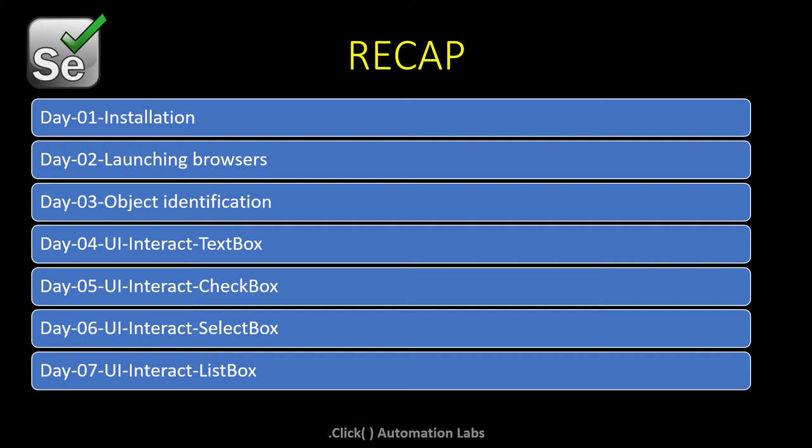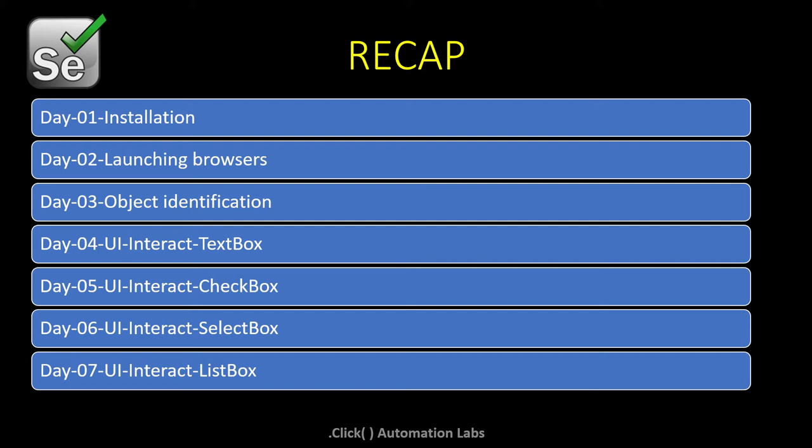As a part of the day 4 session, I explained how to interact with text boxes: to enter a value, sendKeys, and to clear the value, the clear method. To get some value from the text box, we looked at getText or getAttribute to retrieve various attribute values. So that is a part of day 4.